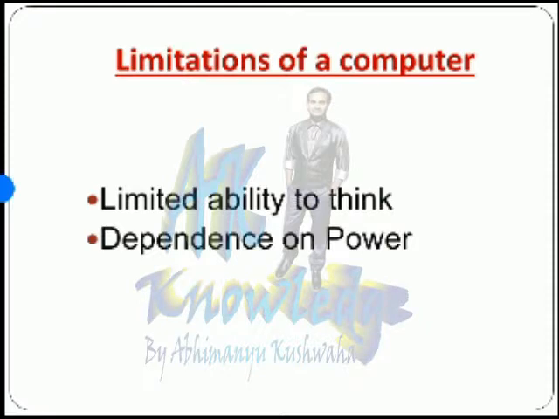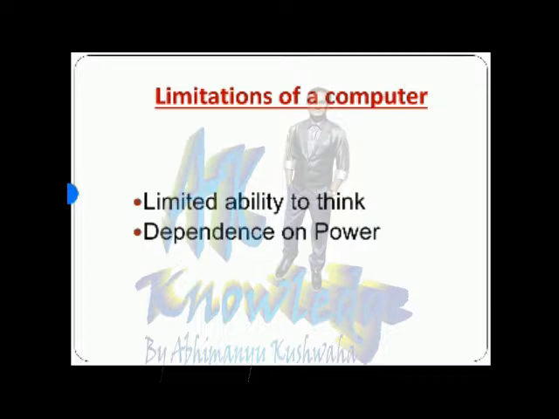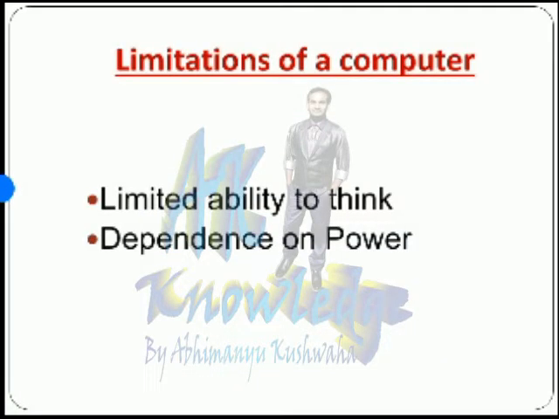So now the next point is limitations of computer. What are the limitations? As we know that nothing is perfect, so a computer is also not perfect. Why so? There are a few limitations. First is limited ability to think. Limited ability to think means a computer has a limited ability to think. Means the computer cannot think by itself.